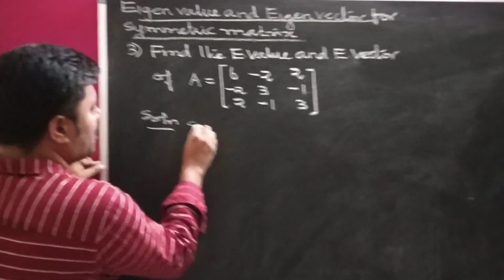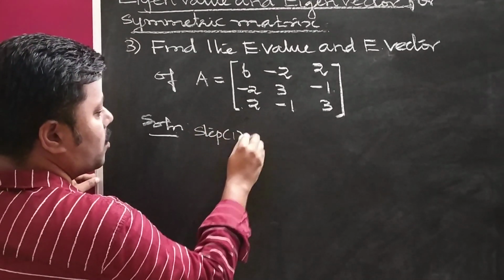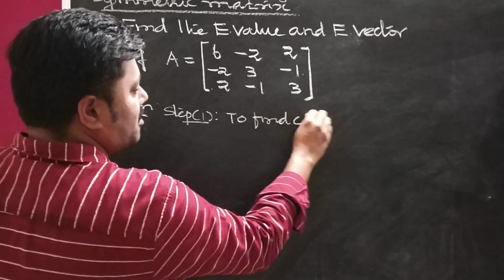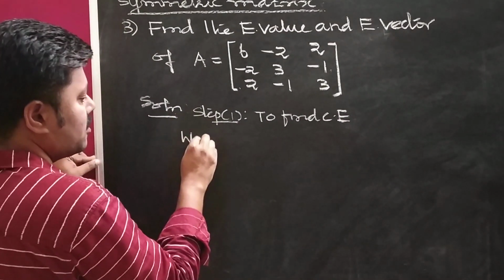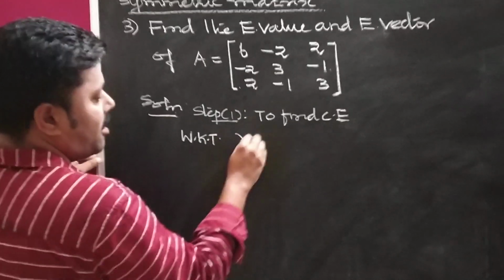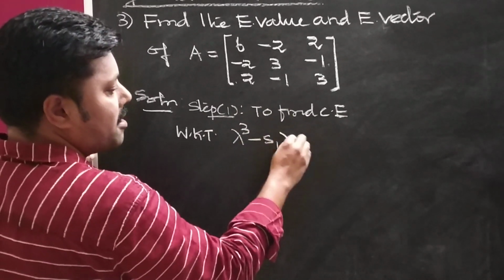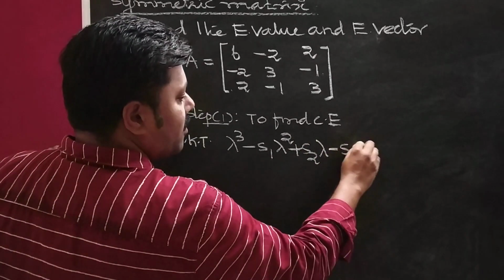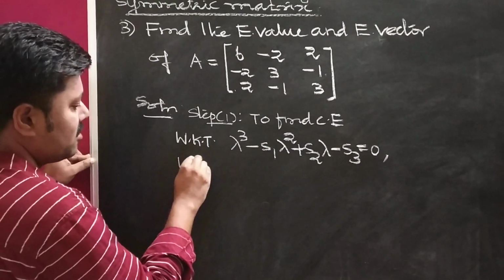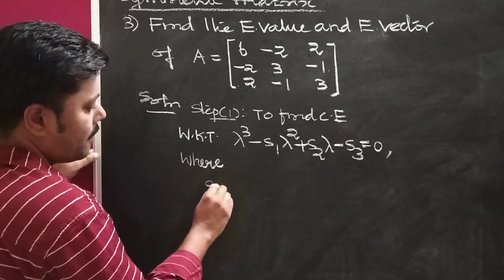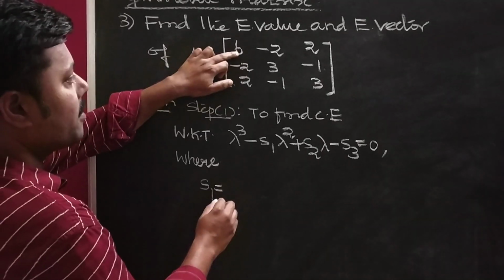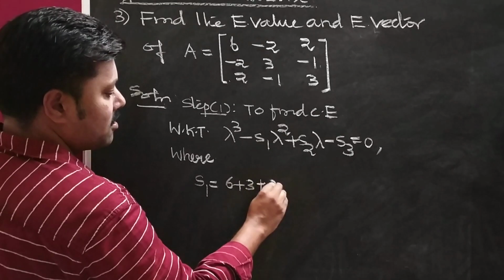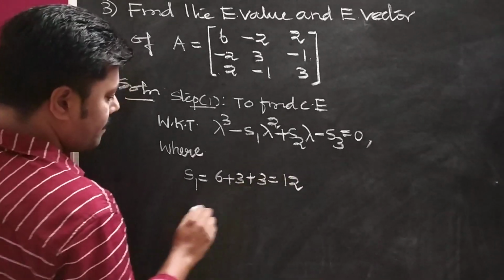Step number 1, to find the characteristic equation. We know that the characteristic equation for a 3 by 3 matrix is lambda cubed minus S1 lambda squared plus S2 lambda minus S3 equals 0, where S1 is the sum of the main diagonal elements. Here the diagonal elements are 6, 3, 3. So 6 plus 3 plus 3 is equal to 12.